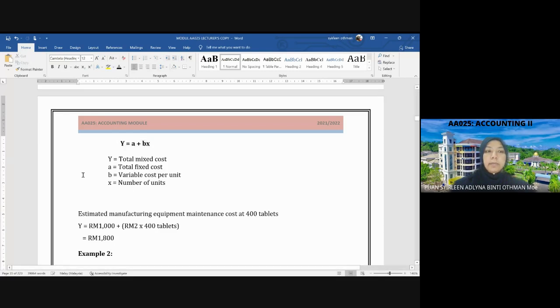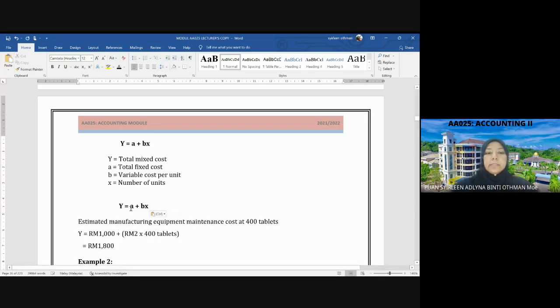Okay, before you answer the cost estimation, kita boleh bentuk dululah. Alright, so Y is actually RM1000 plus RM2 times X. Okay, so this is your cost equation. So what's the purpose of having this cost equation? Maksudnya nanti saya boleh gantikan X dengan apa saja level of production to estimate the cost maintenance.